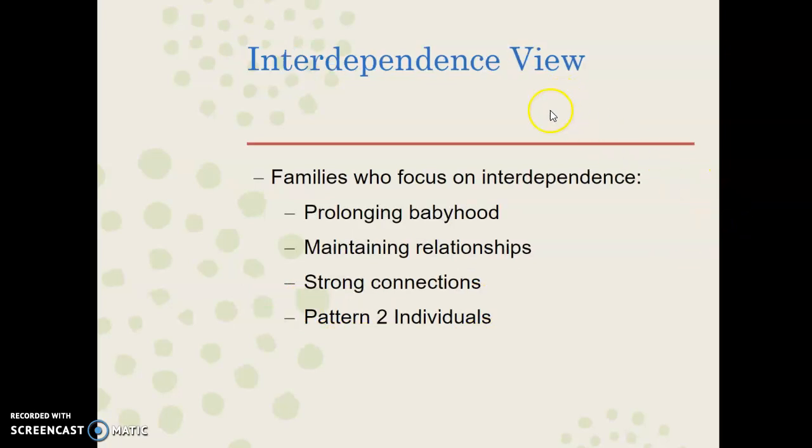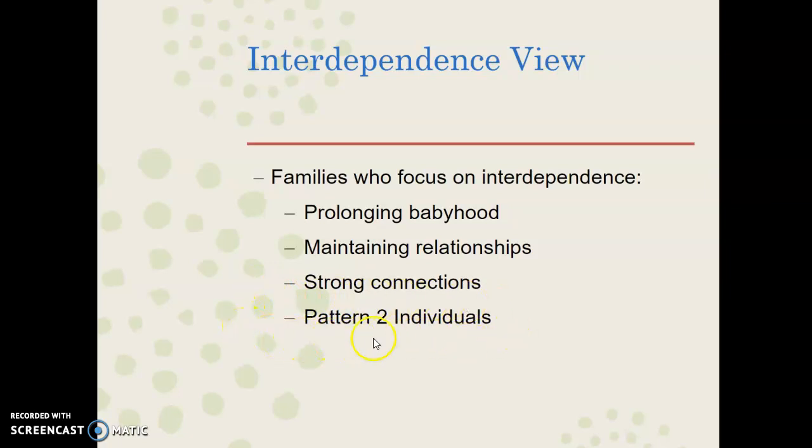The interdependence view, families who focus on interdependence often will prolong babyhood, or they wouldn't label it that way, but they would help children for longer periods of time in the ways that we support babies than others might think is considered culturally or socially appropriate, right? They maintain relationships, and relationships often remain the highest priority. There's often very strong connections when interdependence is valued, because interdependence requires people to remain connected in order for the culture to operate and for all of the little systems to work, right?